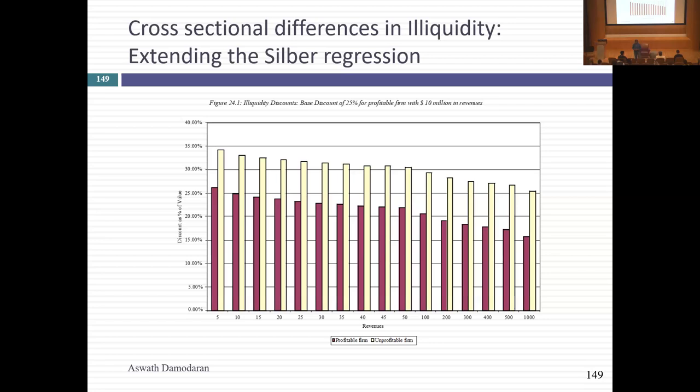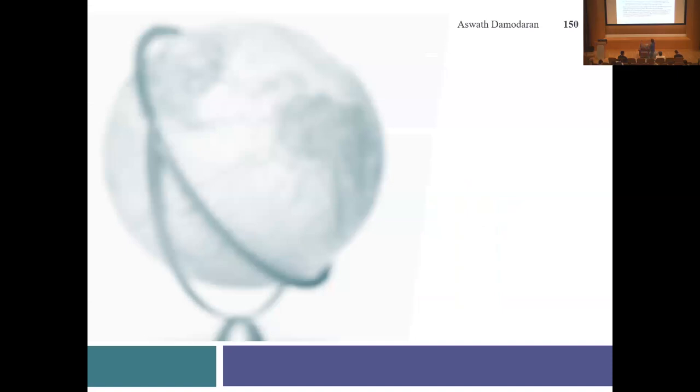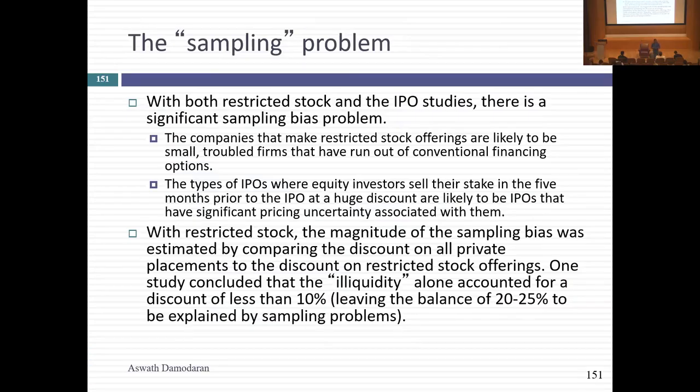But here's the problem with restricted stock studies that you cannot run away from, no matter how much you finesse. What did I say has to happen in a restricted stock offering? I've got to offer a big discount, right? 20%, 30% on the table. What kind of healthy company is ever going to do that? So if you look at these companies that issue restricted stock, it turns out that you have a sampling bias. The kinds of companies that issue restricted stock are small companies and troubled companies because they have no choice. The kinds of people who sell their shares before an IPO, there's an IPO in 2 months. Why do you sell your shares at 30% discounts? Because you're desperate. That's a sampling bias.